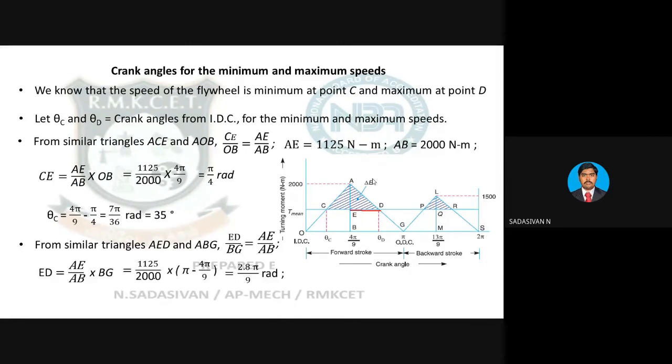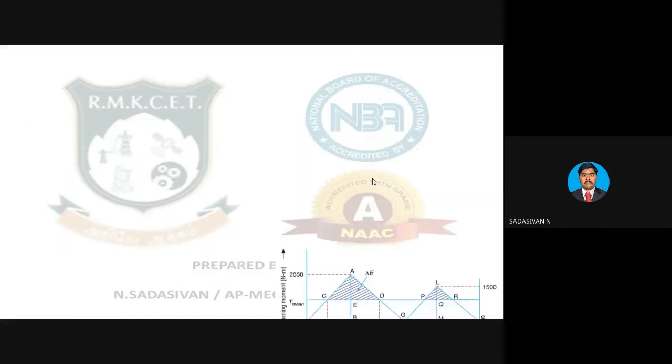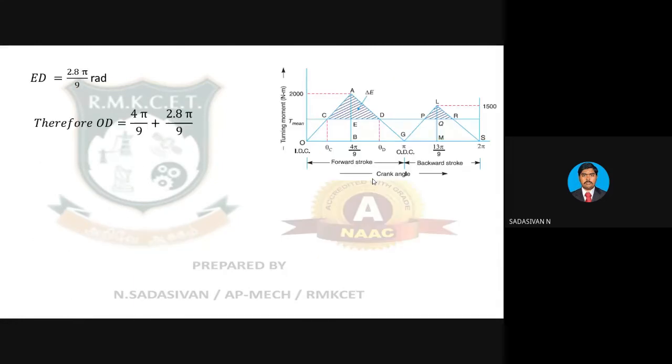So that comes around 2.8 pi by 9. See, it is not symmetric. Earlier you got pi by 4 on the left side, C to E. E to D is 2.8 pi by 9. It is not a symmetric triangle. So that I am going to add to 4 pi by 9, 80 degree. So I am getting 6.8 pi by 9, which is 136 degree. So that completes the problem.